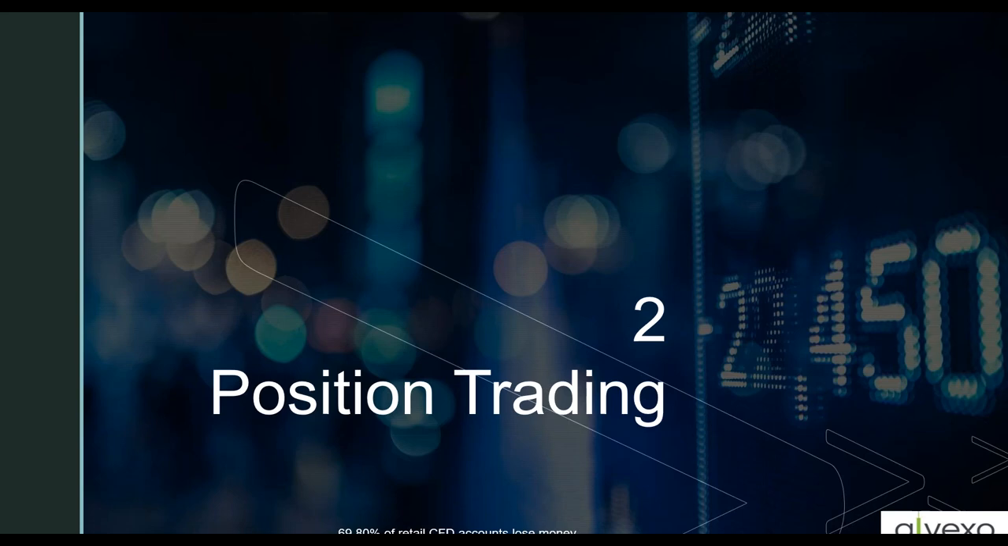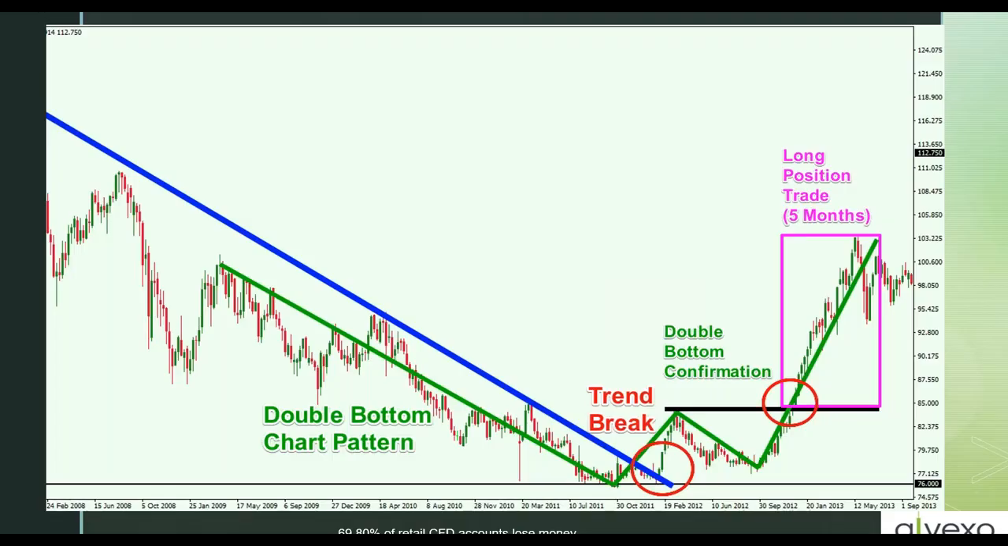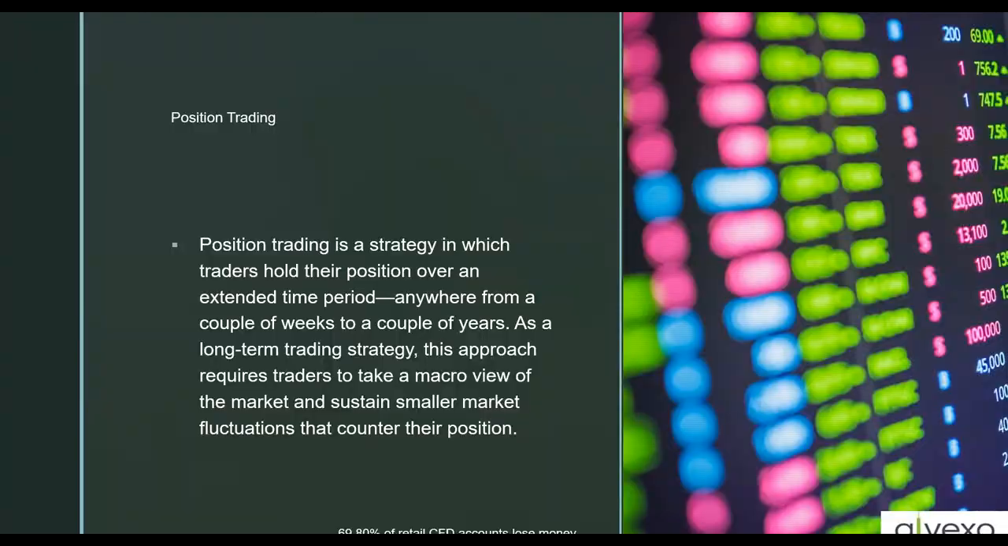Then our next popular strategy for this year is position trading. Position trading is a strategy in which traders hold positions over a more extended period. Now, we could talk about weeks or years. Very few CFD trades are held open even for a week. So for a CFD trade, a position trade would be keeping a trade open for 2 days or 3 days as opposed to a couple hours.